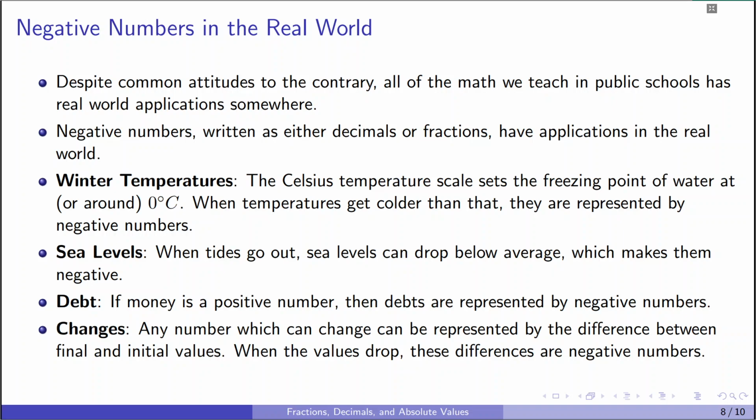Changes. Any number which can change can be represented by the difference between final and initial values. When the values drop, these differences are negative numbers. I altered this a little bit. The program of studies specifically says stock market prices. I think changes in general are easier to wrap our heads around than the specific stock market example when we're looking at the grade 7 level. I don't know how many 7th graders closely follow the stock market, although it is something that they could find in newspapers, assuming that they still know where to buy them in print in your area.